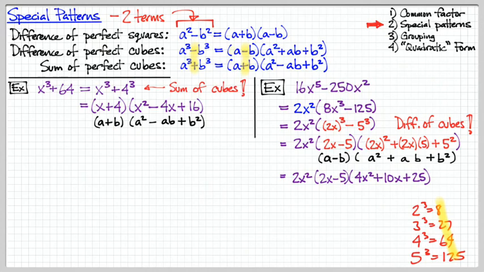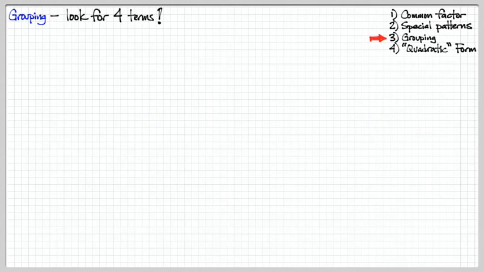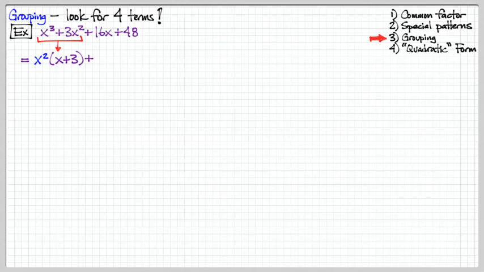Special patterns. Next, let's move on to grouping. Grouping is done when we have 4 terms. Here's an example. What we're going to do is take the first 2 terms and factor out whatever we can. I see an x squared term in both of these. Let's factor that out. Next 2 terms, 16x plus 48. I see a common 16 in both of these. Let's factor that out. That becomes x plus 3.